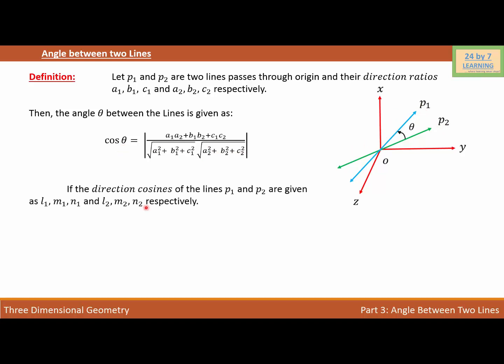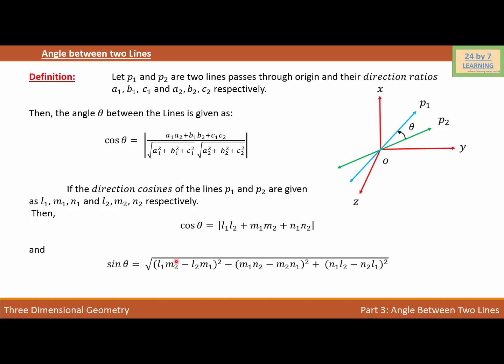If instead of direction ratios, the direction cosines of the lines P1 and P2 are given and they are L1, M1, N1 and L2, M2, N2 respectively, then the angle theta between line P1 and P2 is given as cosine theta is equal to the absolute value or mod of L1 L2 plus M1 M2 plus N1 N2. And the sine of the angle can also be given as sine theta is equal to the square root of (L1 M2 minus L2 M1) square plus (M1 N2 minus M2 N1) square plus (N1 L2 minus N2 L1) square. This is how we will find the angle theta when the direction cosines are given.